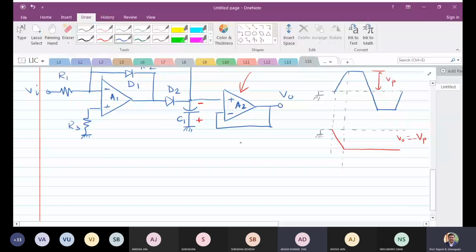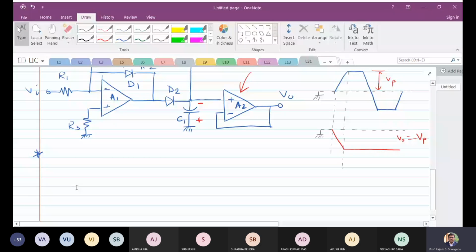Sir, your screen is frozen. Sorry? Sir, your screen is frozen. Well, now it is okay, sir. No, sir. Are you able to see what I am writing right now? Guys, right now I am not writing anything. I am just asking you. Do you see the mouse cursor? Yes, sir.